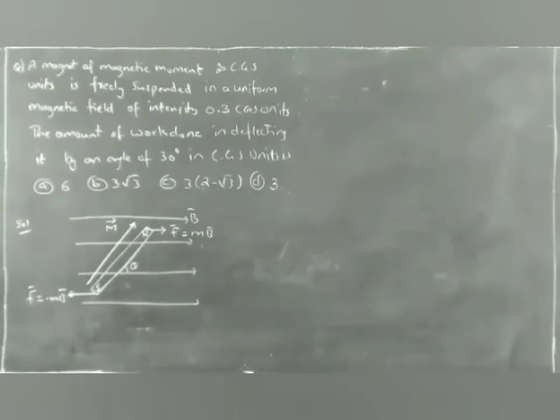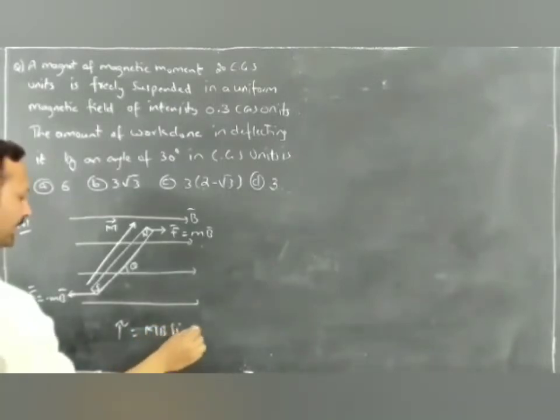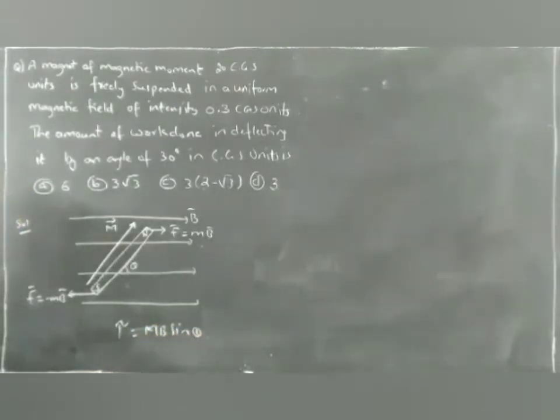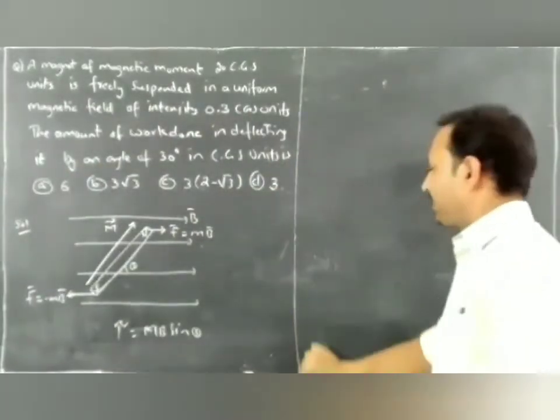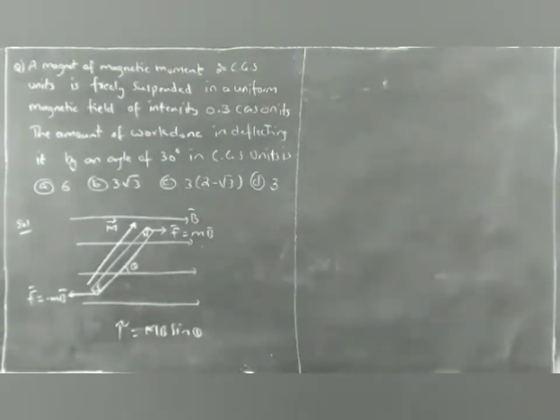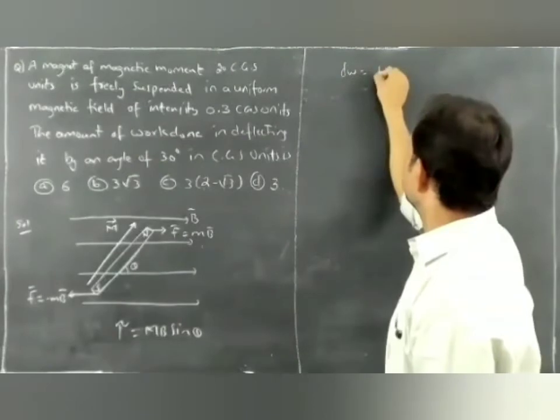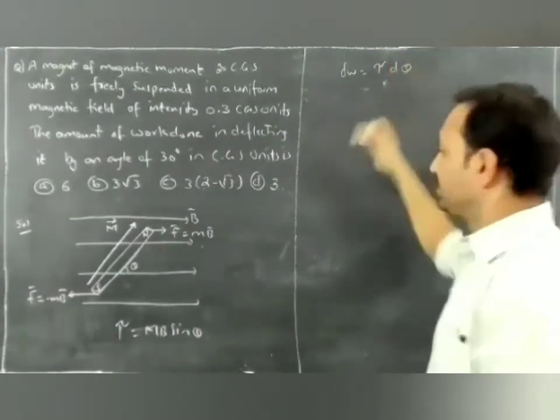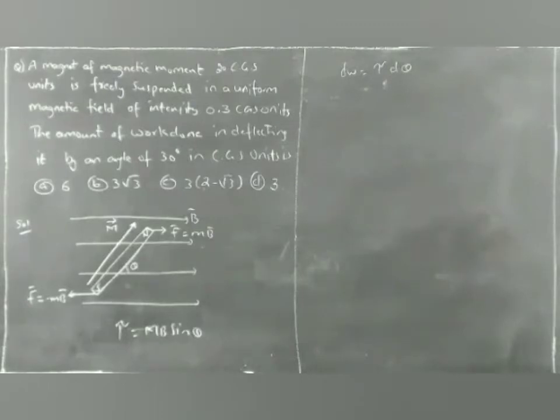So what will be the torque formula? Tau = mB sin theta. In vector notation, it is m cross B. Here I am taking only the magnitude, tau = mB sin theta. Now, to rotate the magnet through a small angle d theta, the work done is tau times d theta. Work done is force into displacement; in rotational motion, instead of force we take the torque, so torque into angular displacement.